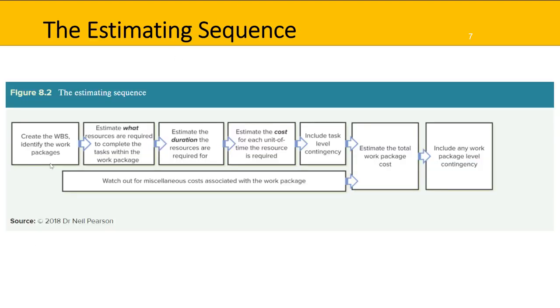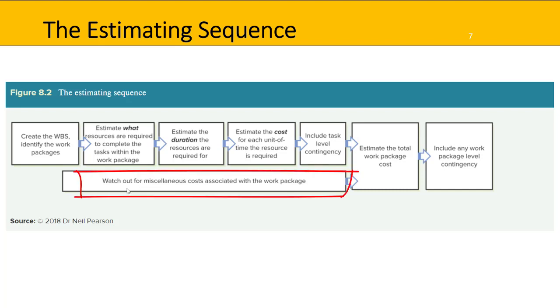So initially you would hopefully come up with a good work breakdown structure, WBS, and identify the work packages, the lower levels of activity required. You can then estimate what resources are required to complete the tasks within those work packages. You can estimate the duration that those resources are needed within the work package and estimate the cost of each unit of time the resource is required. And you might weave in a little bit of a contingency or backup plan in case you need the resource more or longer, or some sort of a variation to what you're thinking.